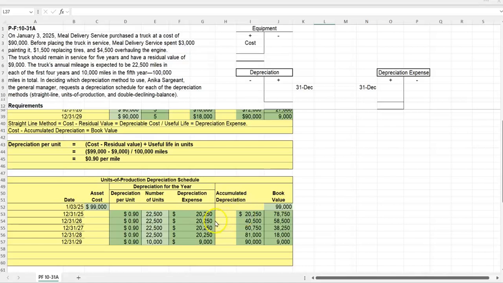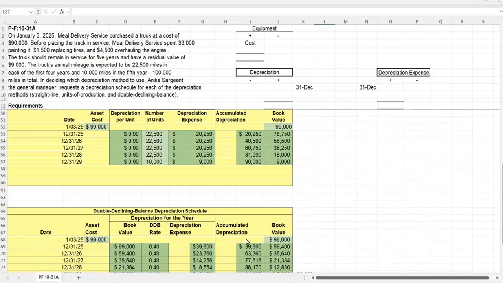20,250 plus 20,250, our accumulated depreciation in the second year would be 40,500, and so on. So at the end, the last year, it would only be used 10,000 miles. So 90 cents per mile times 10,000 miles used comes out to 9,000 depreciation expense. We put it here. Our accumulated depreciation is fully depreciated at 90,000. Our book value, cost, 99,000 minus its accumulated depreciation, 90,000, comes out to the 9,000 book value, or the residual value.